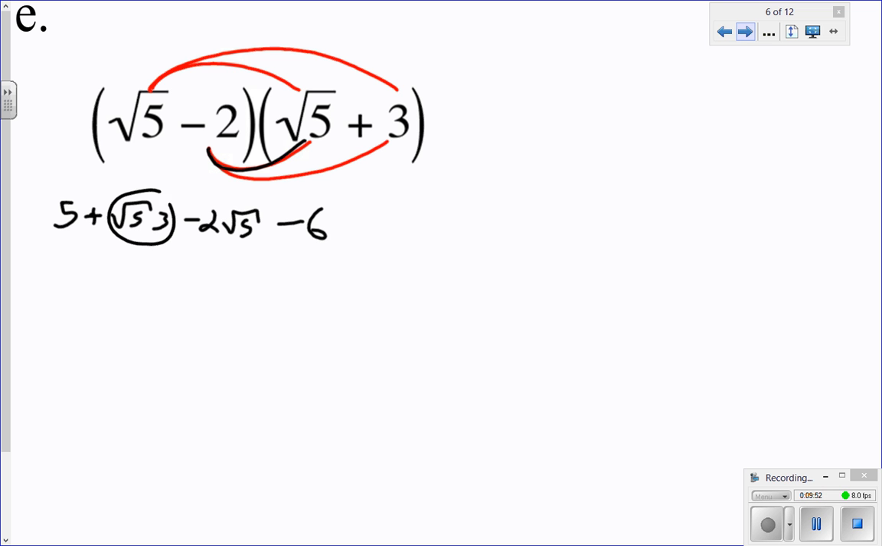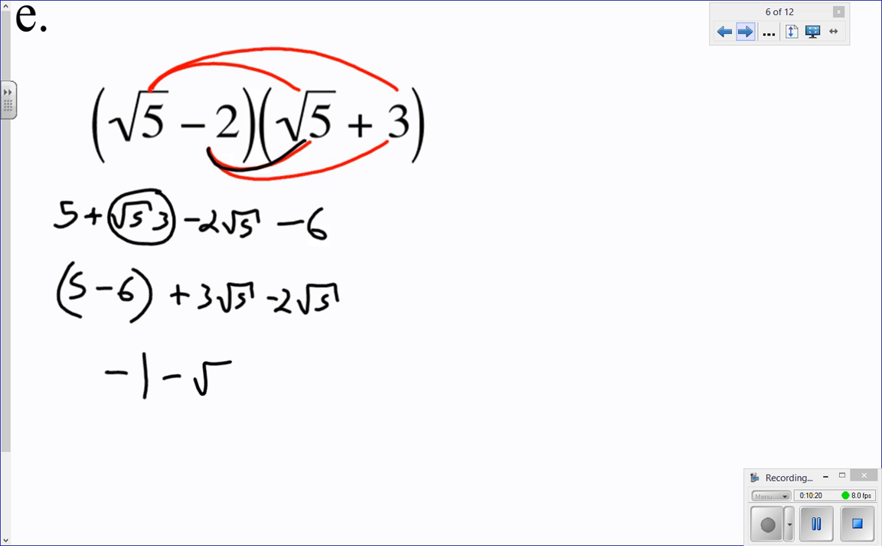Typically, I'm going to want to write this with my coefficient in front. So I'm going to group my like terms. I get 5 minus 6. Those are my integers, and then for my irrational roots, I get plus 3 square roots of 5 minus 2 square roots of 5. Now simplify, I get negative 1. 3 square roots of 5 minus 2 square roots of 5, I'm going to get plus square root of 5. You can think of it as 3 of something minus 2 of the same something. Well, you get plus 1 of those left.